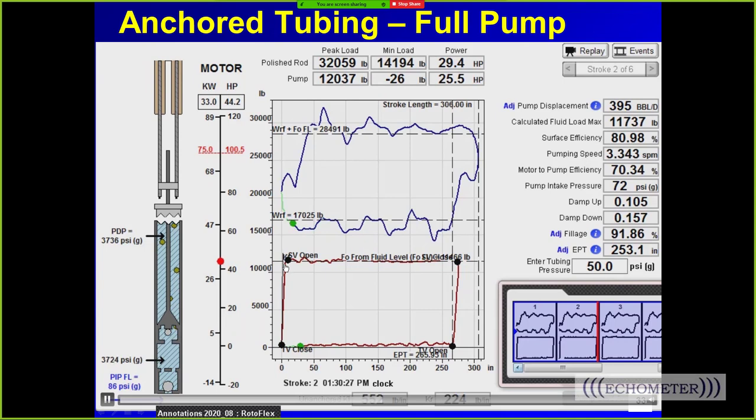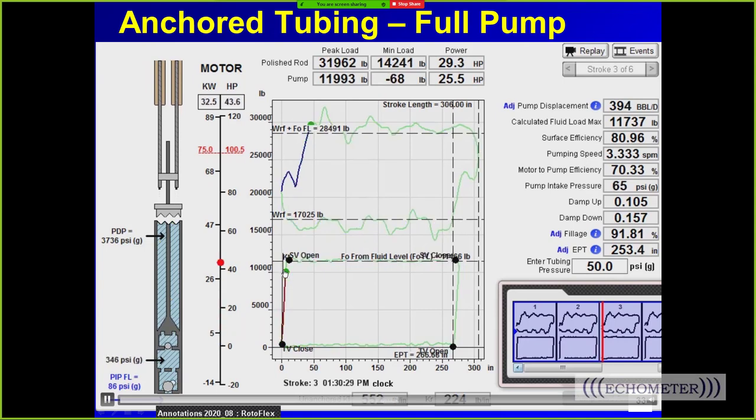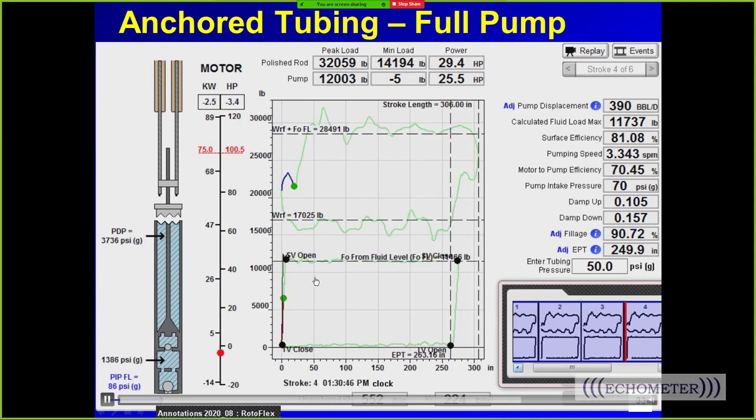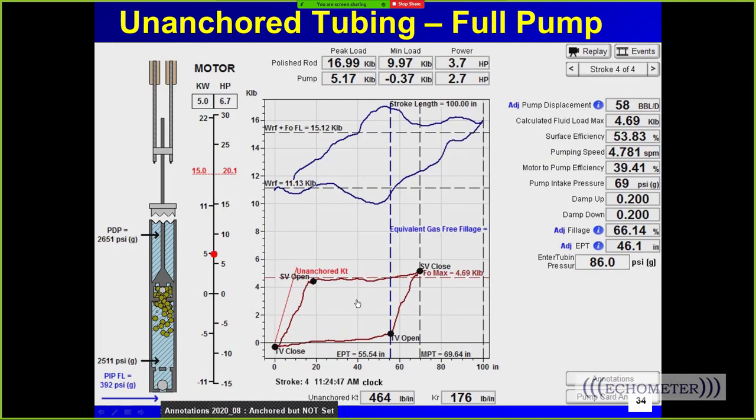So usually when you have anchor tubing, it doesn't match this line, which would be the line if the tubing's anchored. You see a little bit of movement due to slippage, and this distance right here is slippage, and this distance here is maybe gas, but it's also some slippage. These two lines should be parallel if there's no gas in the pump.